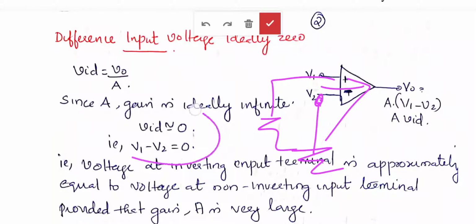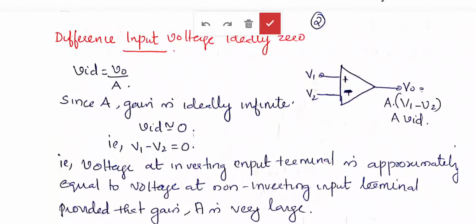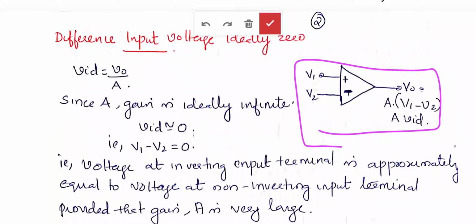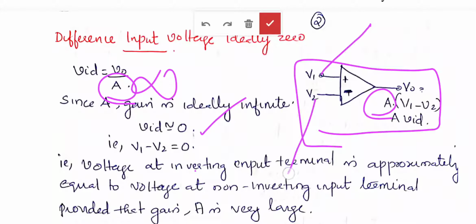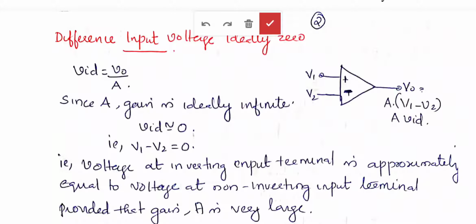So otherwise we can say A is equal to VO by VID, where VID is nothing but V1 minus V2. Since gain is ideally infinity, we can say VID is equal to 0, because the denominator is infinity. That means V1 minus V2 is 0, or V1 is equal to V2. The voltage at the inverting input terminal is approximately equal to the voltage at the non-inverting input terminal, provided that gain A is very high.